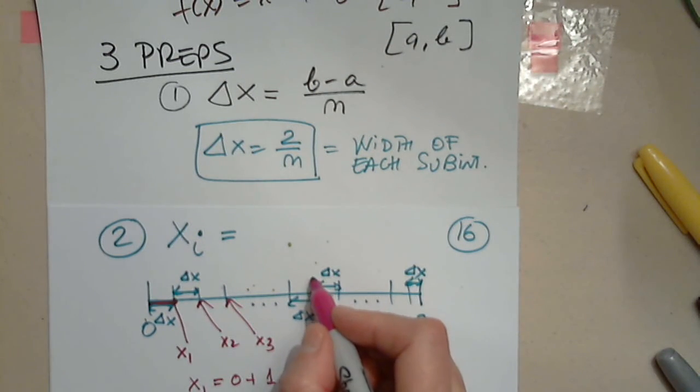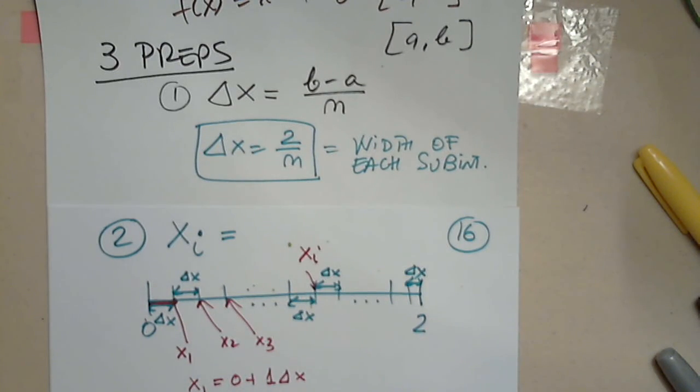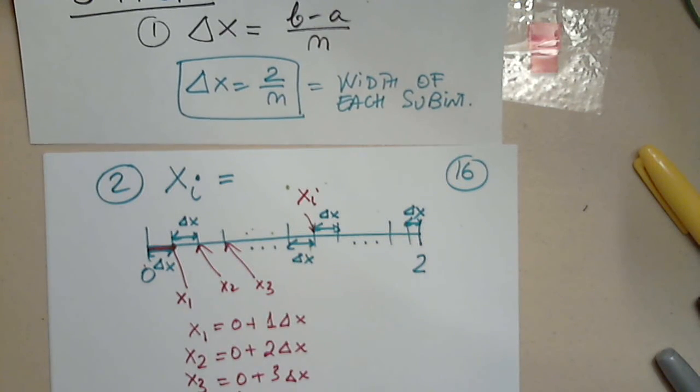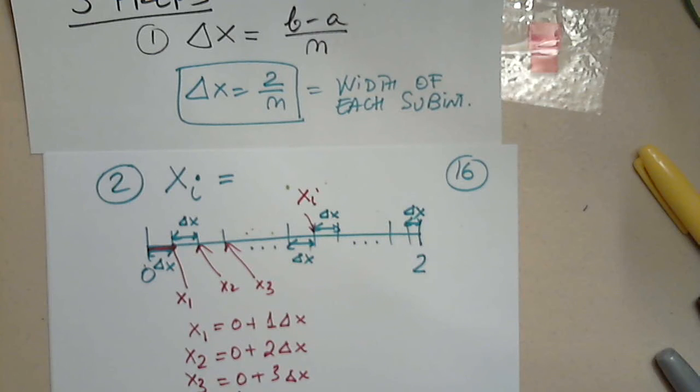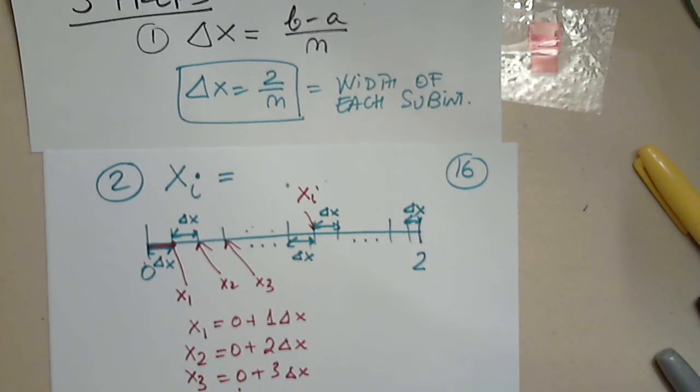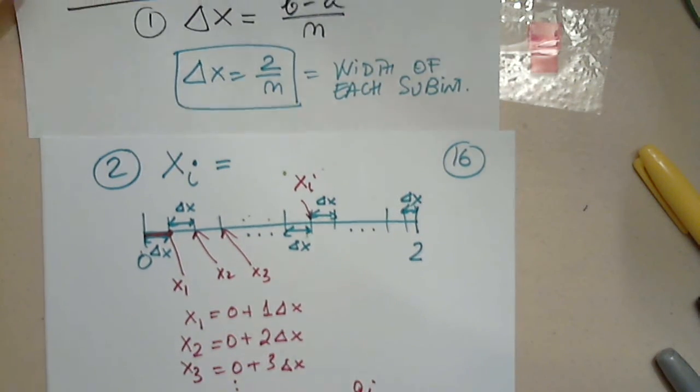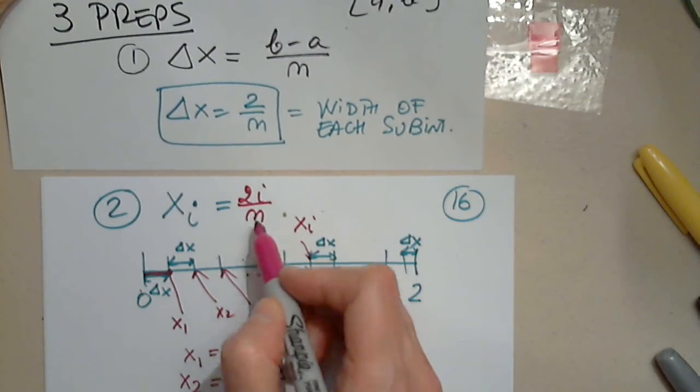But this is xi. Can anyone tell us, in general, from i equals 1 through n, what will xi equal to for our case? Is 0 plus i delta x? That's it. When x is 1, I have 1. When x is 2, I have 2. When x is 3, I have 3. When x is i, I have i. 0, there is no need to write. Delta x, I will replace it by 2 over n. So this is 2i over n. That's my xi, 2i over n.